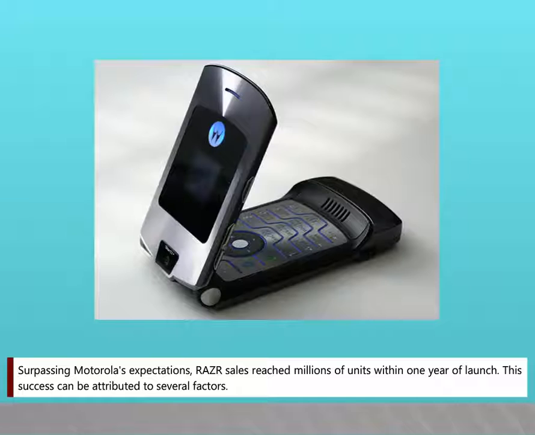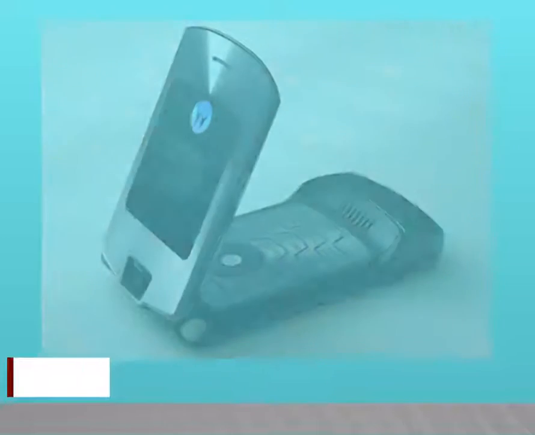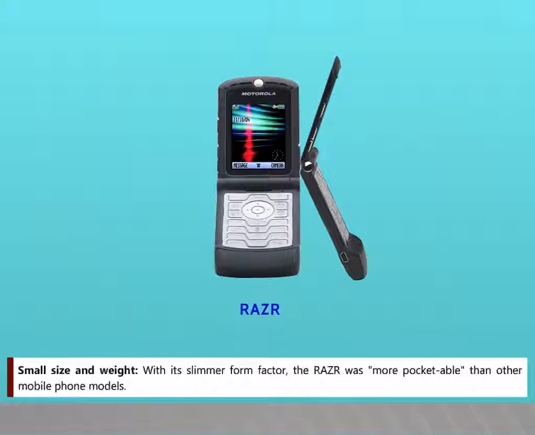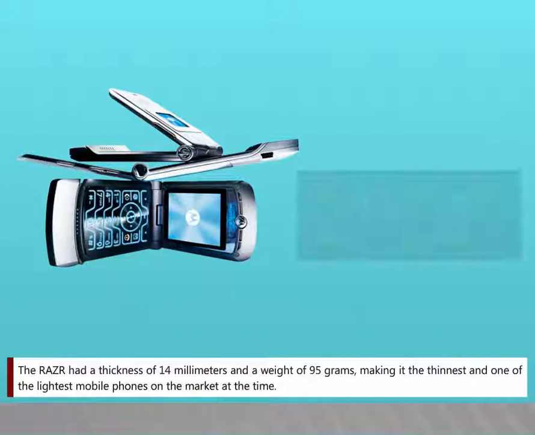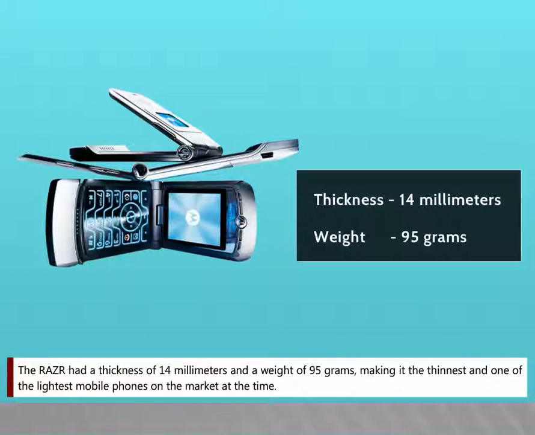This success can be attributed to several factors. Small size and weight. With its slimmer form factor, the Razr was more pocketable than other mobile phone models. The Razr had a thickness of 14 mm and a weight of 95 grams, making it the thinnest and one of the lightest mobile phones on the market at the time.